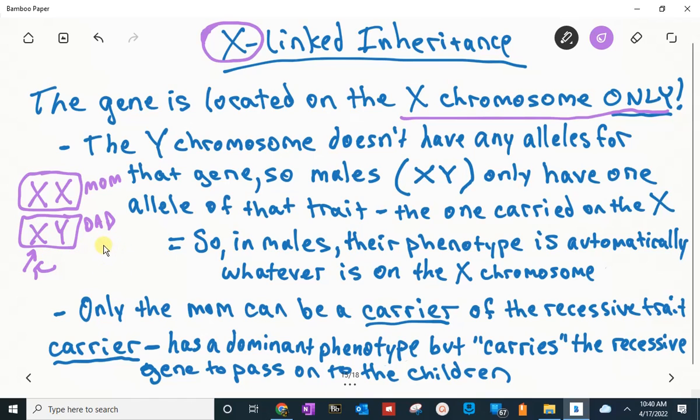So only the mom can be the carrier of the recessive trait. A carrier is a dominant phenotype, but it carries the recessive gene to pass it on to the children. Since they have a dominant part in their genotype, they're going to have that dominant phenotype, but their other allele on that gene might have a recessive that is hidden, but they can still pass on to their children, and that's what carrying means.